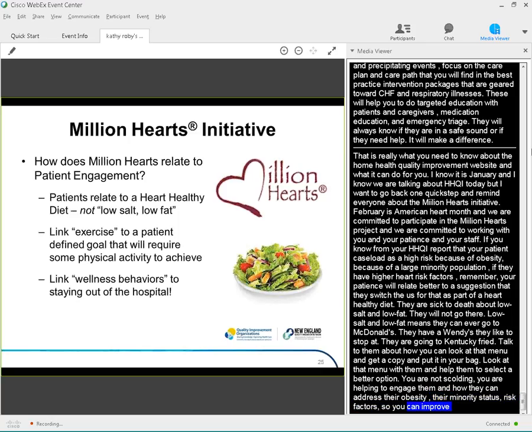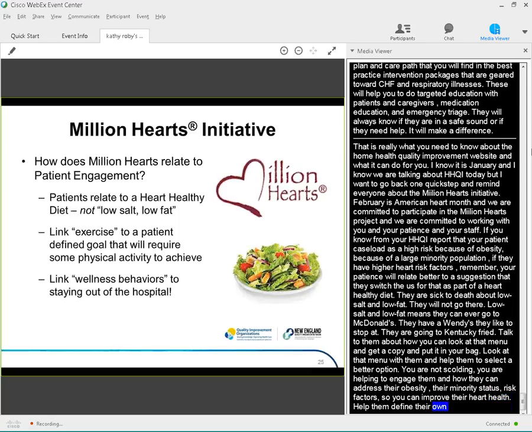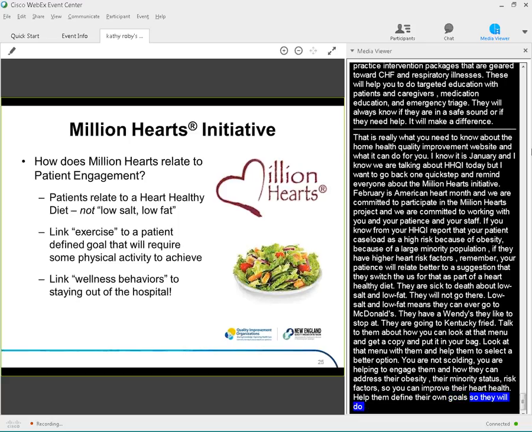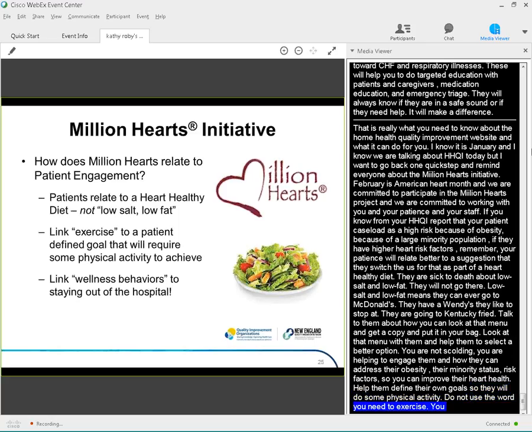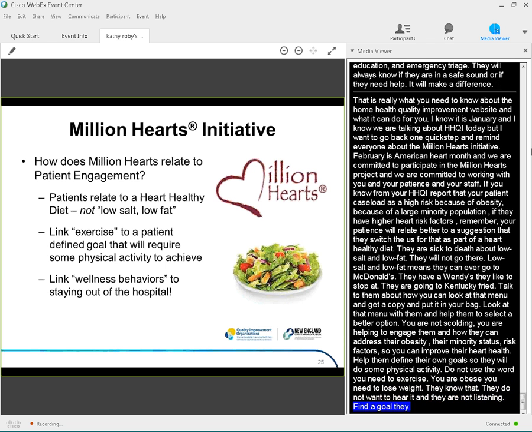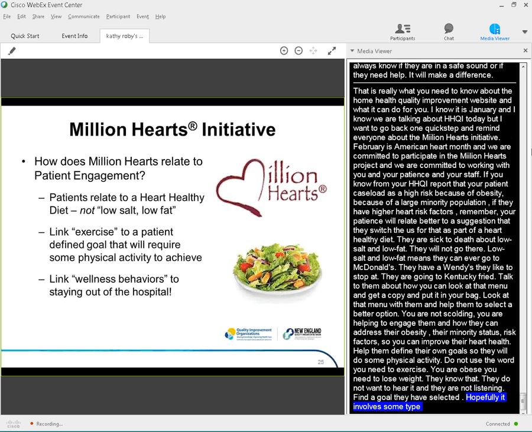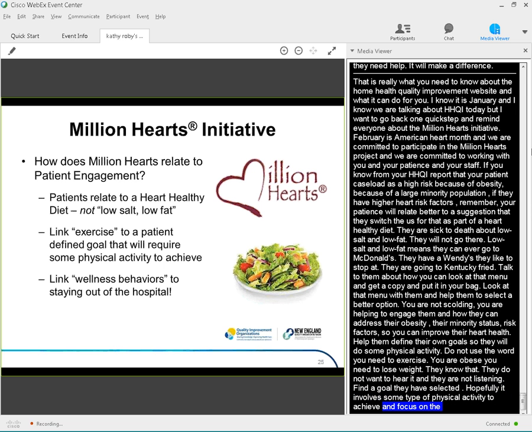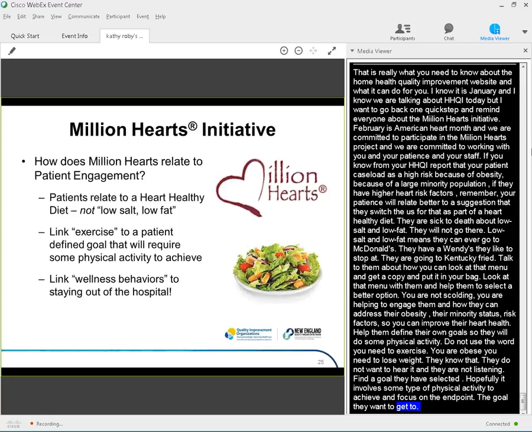Help them to define their own goals so that they will do some physical activity. Don't use the word, you need to exercise. You're obese, you need to lose weight. They know that. They don't want to hear it and they're not listening. Find a goal that they have selected. Hopefully it involves some type of physical activity to achieve. Focus on the end point, the goal they want to get to. I'm going to get my own newspaper because otherwise somebody in the complex is stealing it. Okay, then let's walk out there and get it.